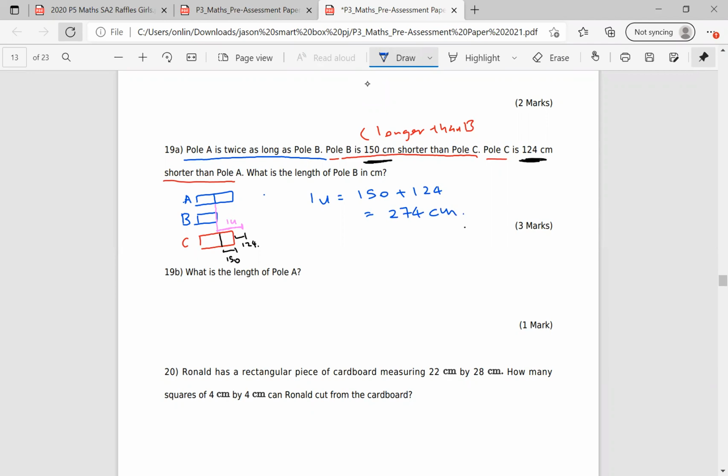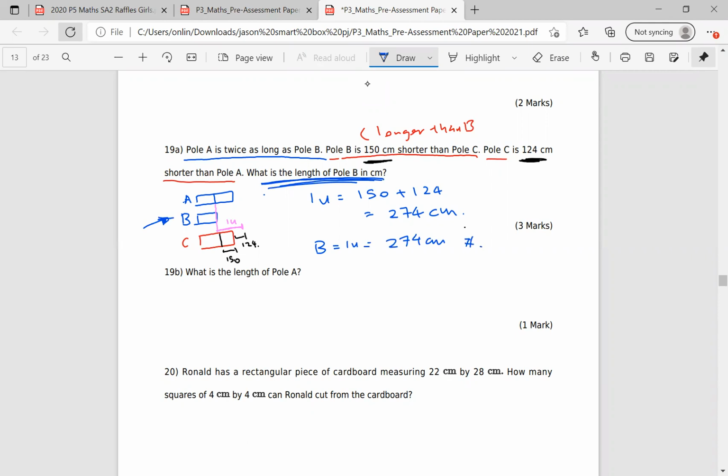Our question here asks for the length of B in cm. Every time we find 1 unit, my next step for all questions is to look at what the question wants first. In this case, they want B, so we go back to our model and look at B. We know that B equals 1 unit. So we have our answer. B equals 274 cm. We got our answer already.